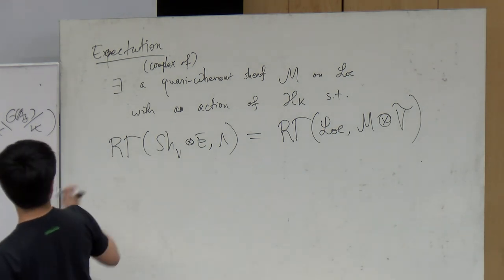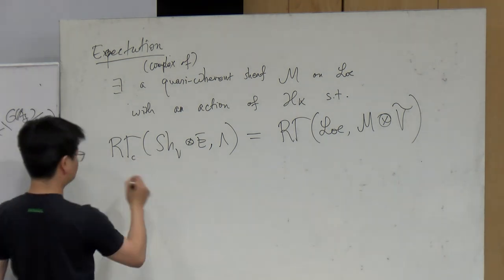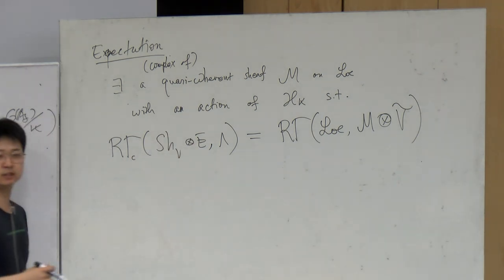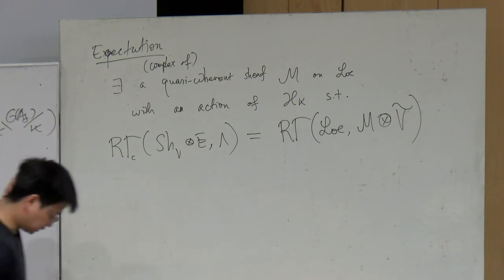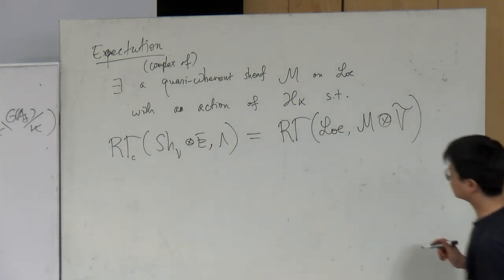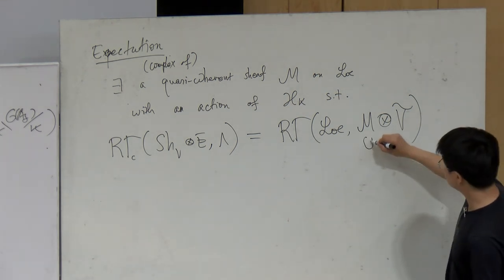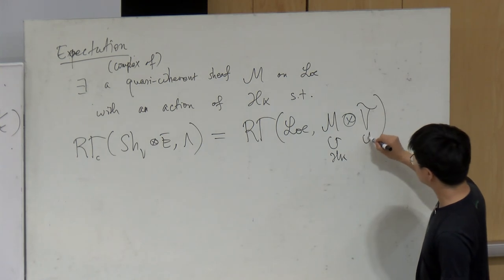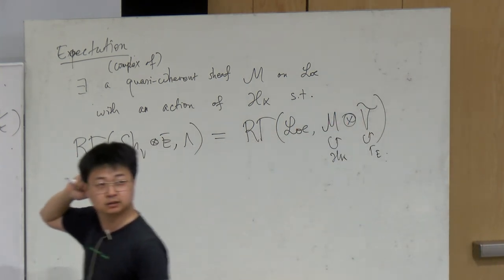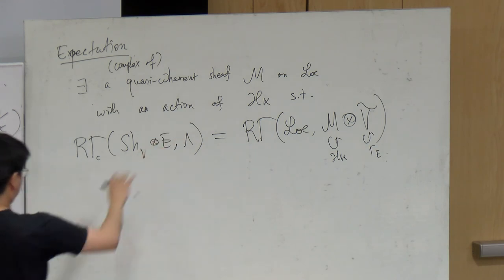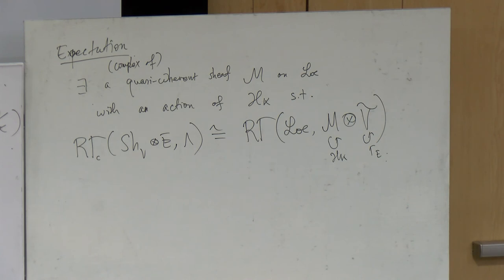Let me ignore this issue because this is some expectation. Maybe you need to take a compactification, taking the intersection cohomology, but it's not important here. The point is, on the right-hand side there's an action of the Hecke algebra on the first factor and some kind of tautological action of the Galois group on the second factor, and you want this isomorphism to be equivariant with respect to this structure.